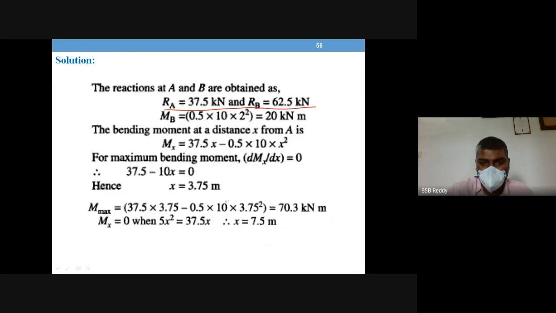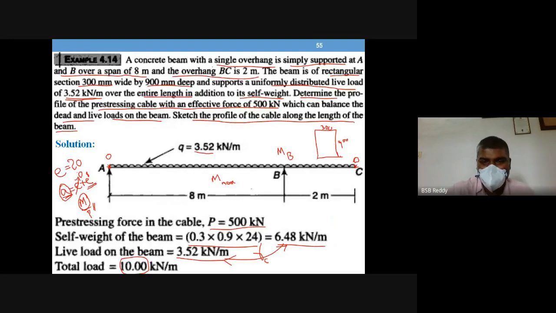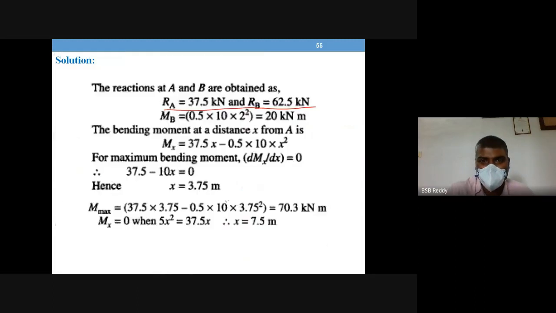So first let us find the reactions. You know how to get the reactions. For this just use equilibrium equations, maybe sigma Fy equals 0 and sigma MA equals 0, which will give you RA, RB values. So to get RA, RB values you have to use equilibrium equations. So that will give you this RA value as 37.5, RB 62.5.